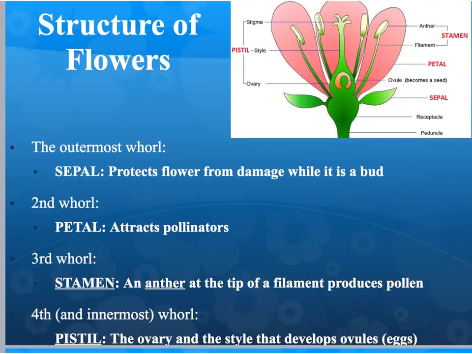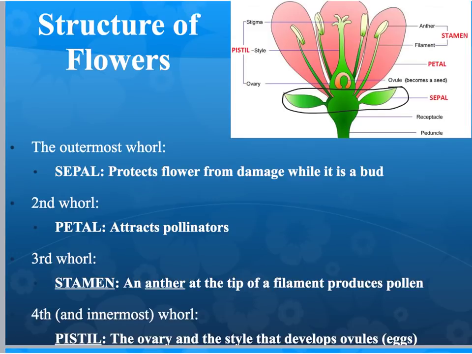The outermost, they're called whorls. So the outermost whorl are the sepals. That's these things here. And those are going to protect the flower from damage when it's just a bud. So those will still be covering it when it's growing before it actually blooms. Those things that you see, those are the sepals.